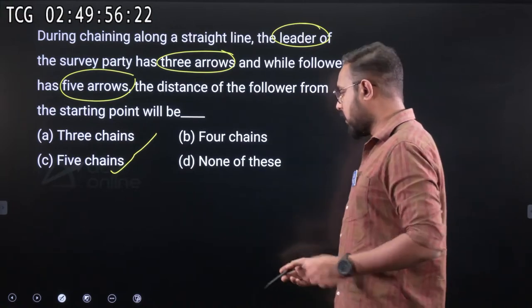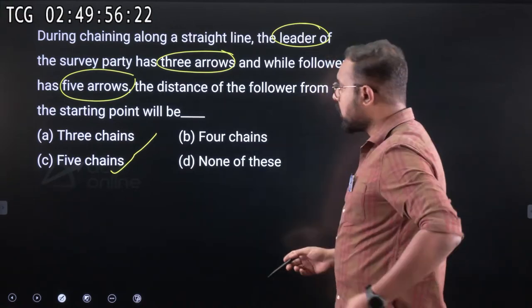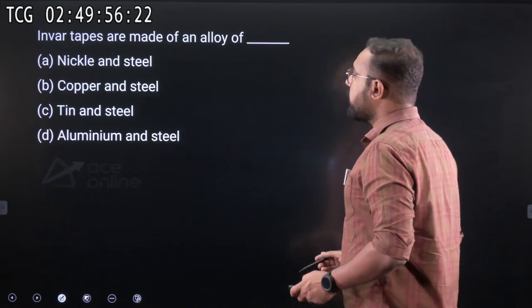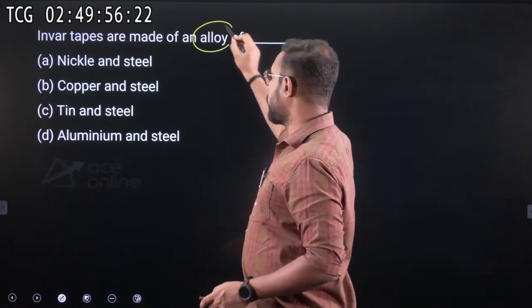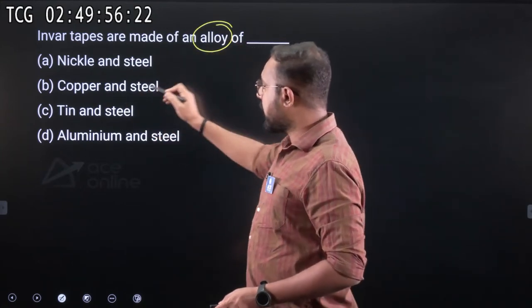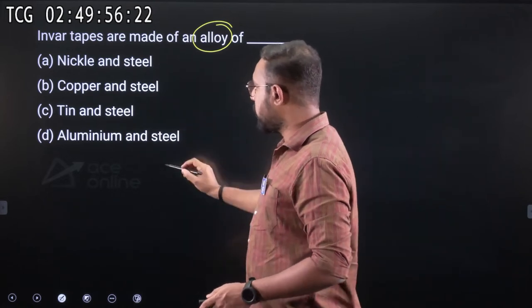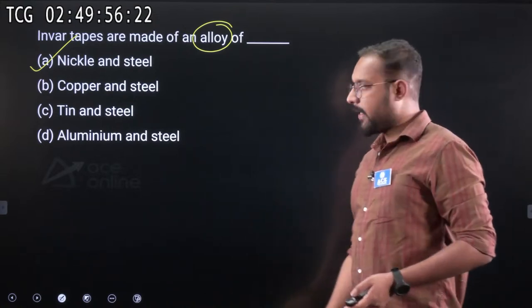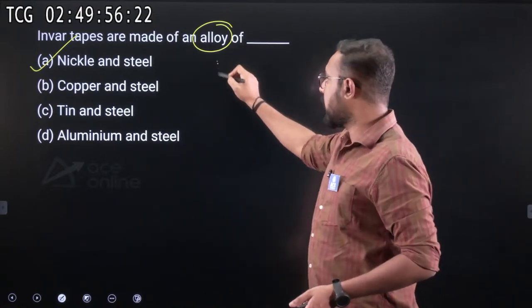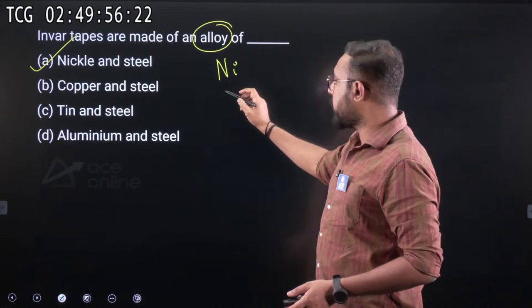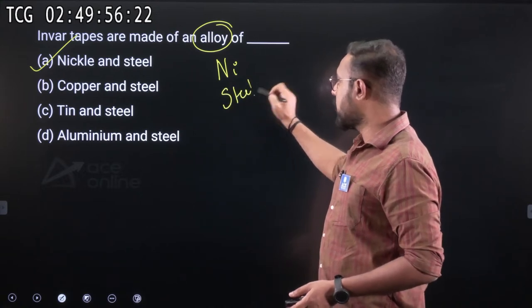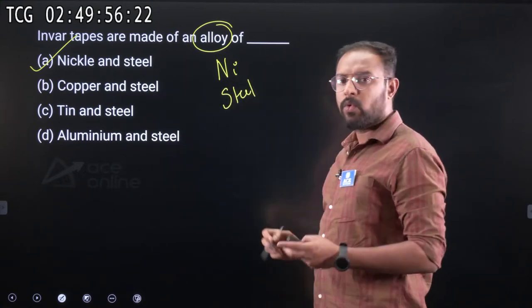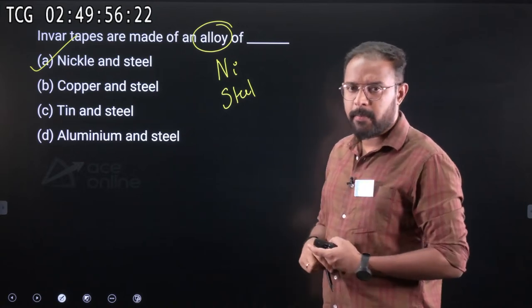Okay. So let us see the next question. Invar tape is made up of an alloy of. What is the correct answer? Nickel steel, copper steel, tin steel, aluminum steel. The correct answer is nickel and steel. What is the percentage? It is an alloy, a combination of two or three metals. So nickel steel. Who will be greater? Nickel will be greater or steel will be greater?